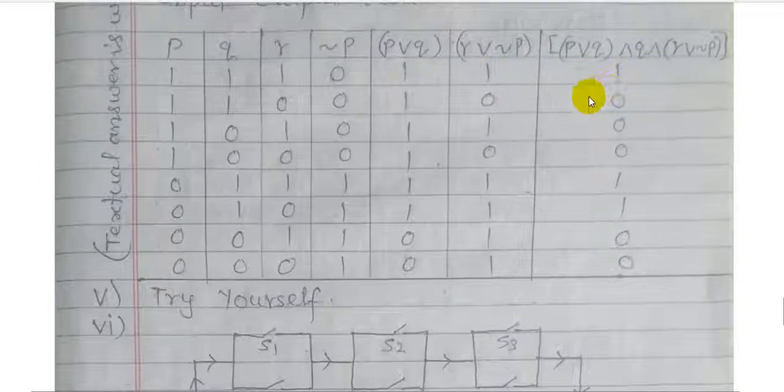So we get here it is 1, it is 1, it is 1, so we write here 1. Here it is 1, it is 1, but it is 0, so this will be 0. If any one is 0, then it is 0. Similarly, we get 1 triple 0 double 1 double 0, means 1 0 0 0 1 1 0 0.